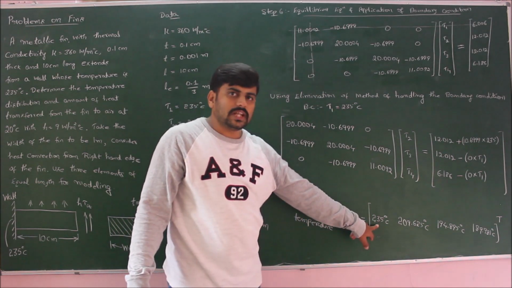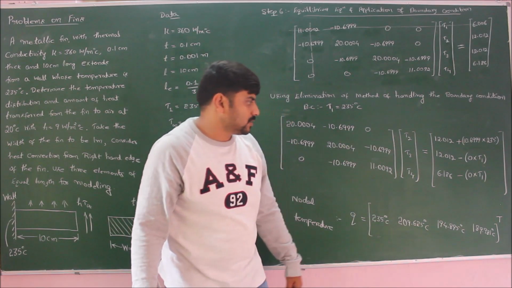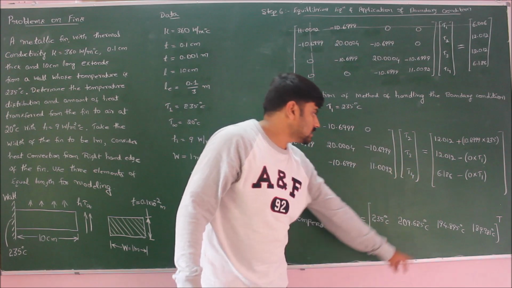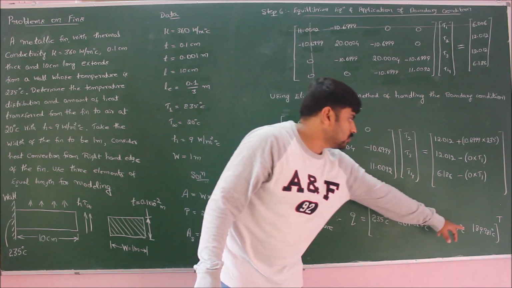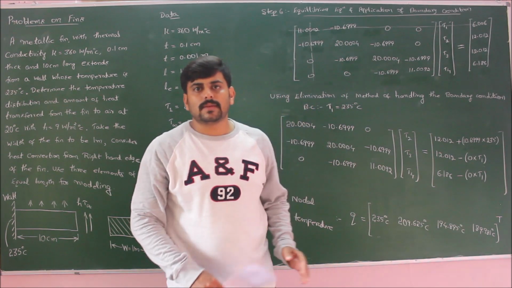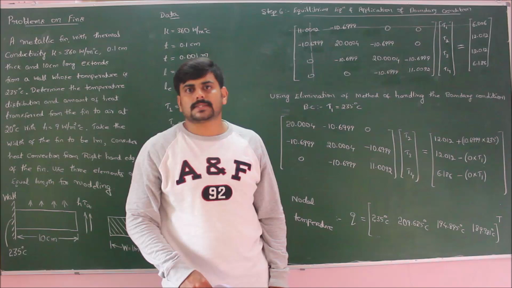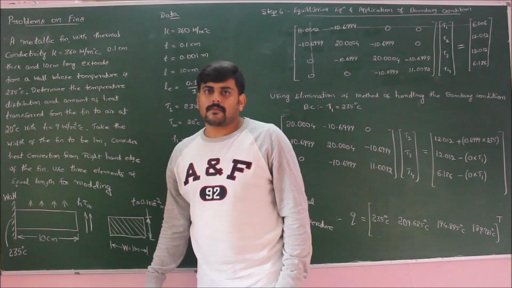T1 is given as 235 degrees Celsius, T2 is found to be 209.625 degrees Celsius, T3 is found to be 194.895 degrees Celsius, and T4 is found to be 189.981 degrees Celsius. So this completes the nodal temperatures, or the temperature distribution along the length of the fin.